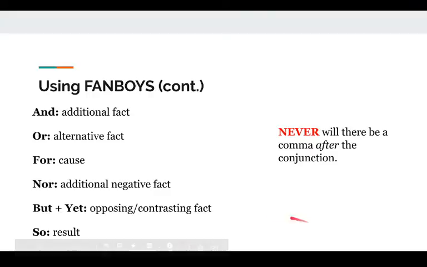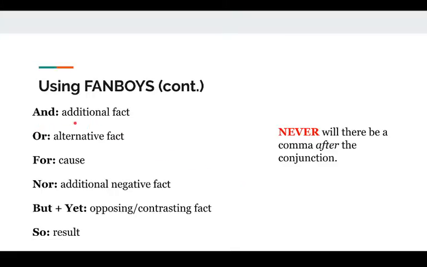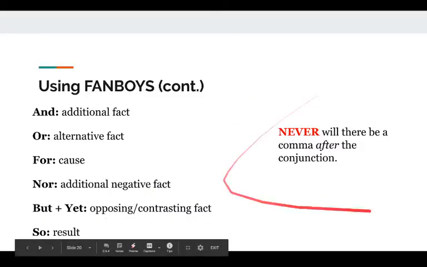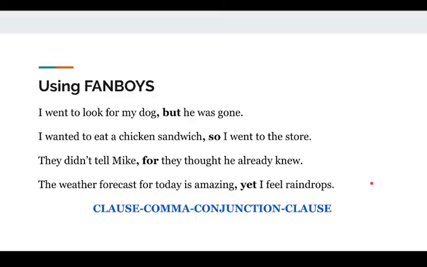So next with FANBOYS, I'm just going to explain when you use each word in FANBOYS. So here, and is when you're introducing an additional fact, or is used for an alternative fact, for is used for cause, nor for an additional negative fact, but and yet for an opposing or contrasting fact, and so as a result. And I just put it here again, just so it really reinforces that there will never ever be a comma after the conjunction. So I'm just going to quickly go back to this previous slide and explain why I used these certain FANBOYS.